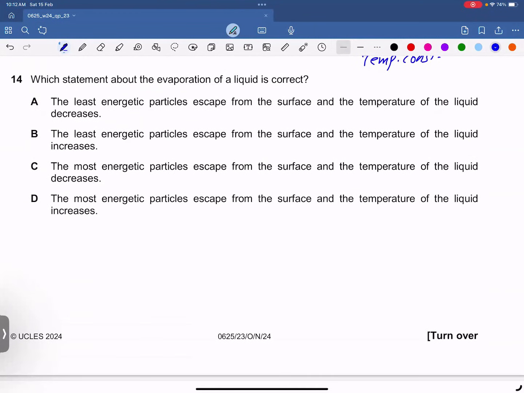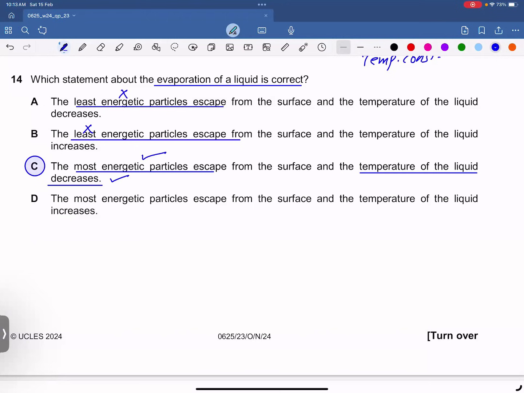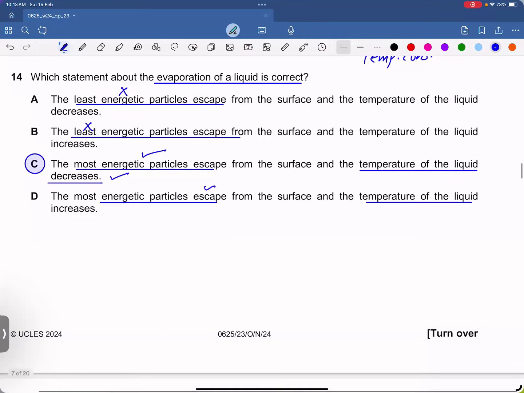Question number 14. Which statement about evaporation of a liquid is correct? In evaporation, the most energetic molecules escape from the surface, take away most of the energy, and leave behind less energy, so the temperature will decrease. Do the least energetic particles escape? No. Do the most energetic particles escape from the surface? Yes. The temperature decreases? Yes. You all know evaporation causes cooling. Temperature increases? No. Temperature decreases. Evaporation causes cooling. Proceed to question number 15.